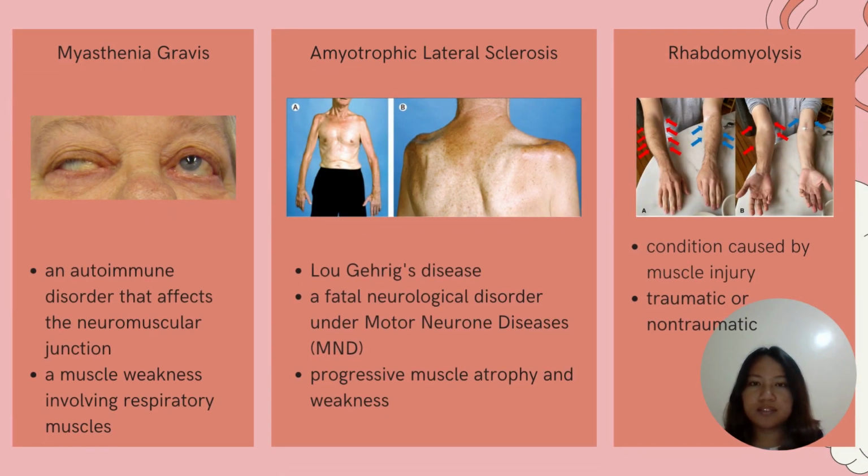We also have myasthenia gravis, an autoimmune disorder that affects the neuromuscular junction. It is a muscle weakness involving respiratory muscles. Rhabdomyolysis is a condition caused by muscle injury, whether traumatic or non-traumatic. And amyotrophic lateral sclerosis, also known as Lou Gehrig's disease, is a fatal neurological disorder under motor neuron diseases, and it is a progressive muscle atrophy and weakness.